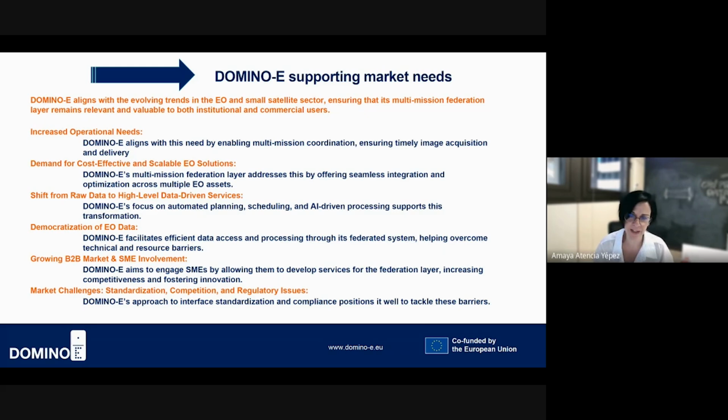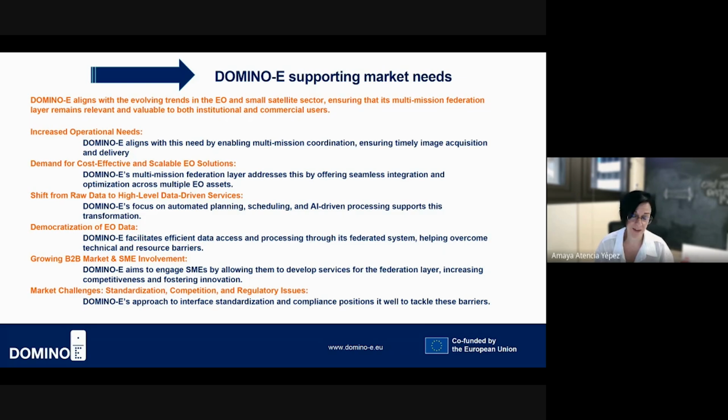So there are a number of needs associated with this multi-mission, multi-constellation, and federated universe for exploiting data and providing these added value services, starting with operational needs for enabling multi-mission coordination and ensuring timely image acquisition and delivery of this image.